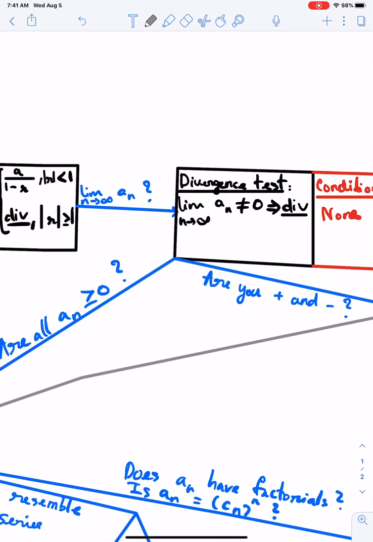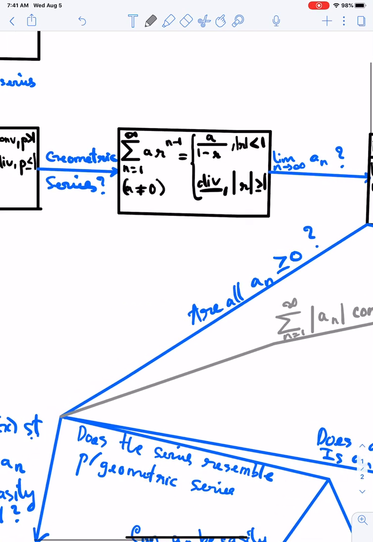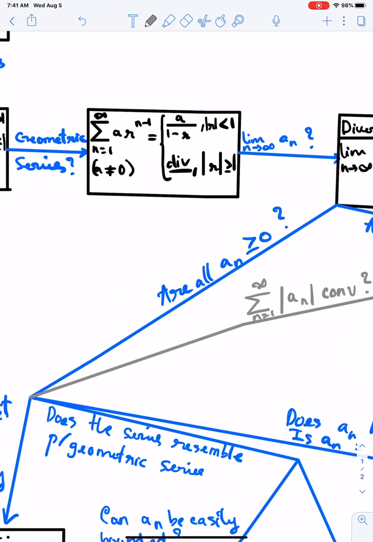So we have no option but to show absolute convergence. So what is it? Well, we want to show, instead of a sub n, the absolute value of a sub n. So does the infinite series of the absolute value of a sub n converge? If it is yes, then I can do these tests here as well.